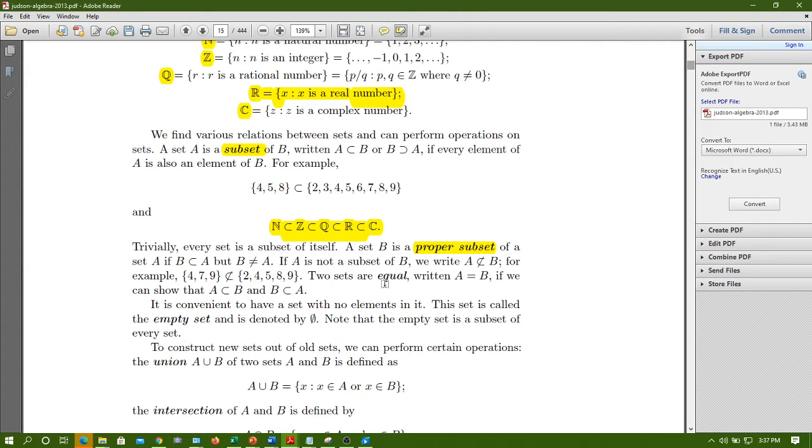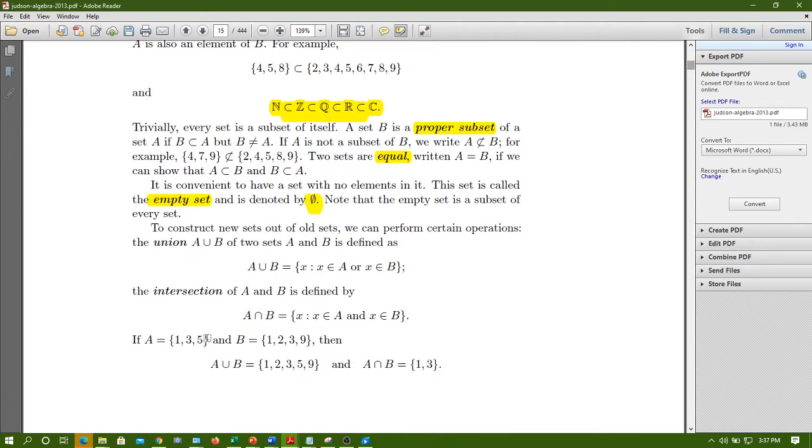When can we say the two sets are equal? If we can show that A is a subset of B and B is a subset of A. So it is convenient to have a set with no elements, and it is called the empty set. You know that. We can denote the empty set by this symbol. Note that the empty set is a subset of every set.